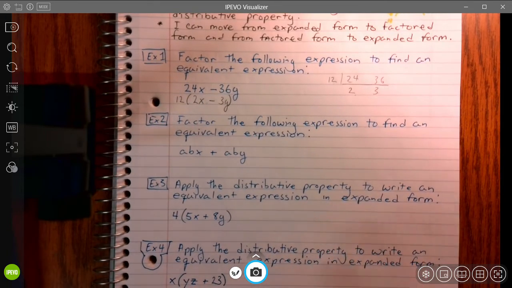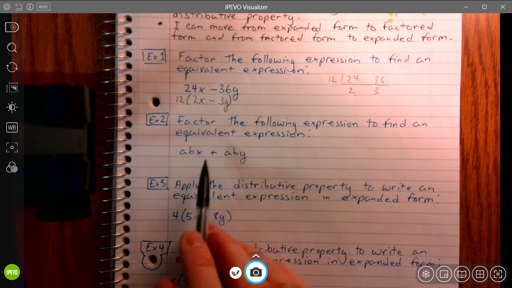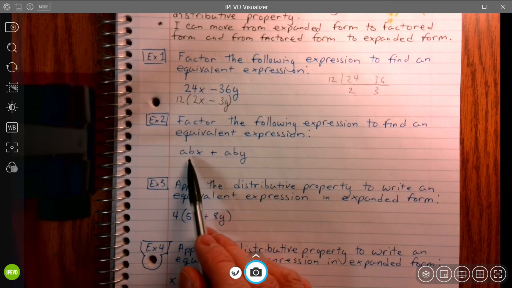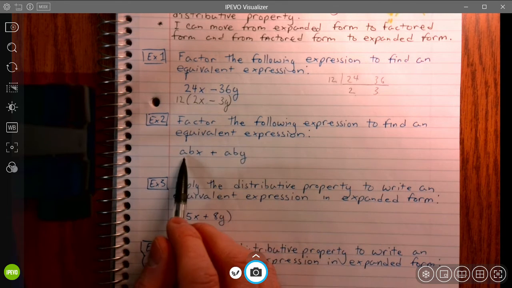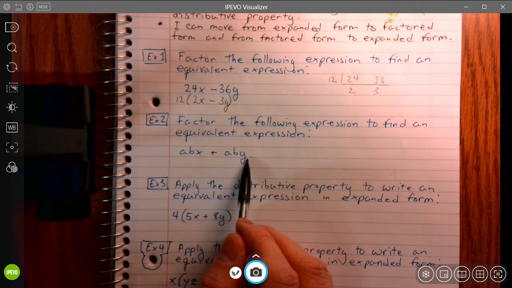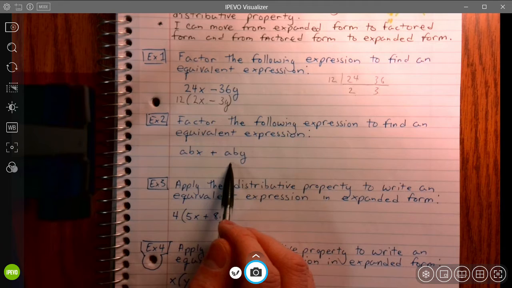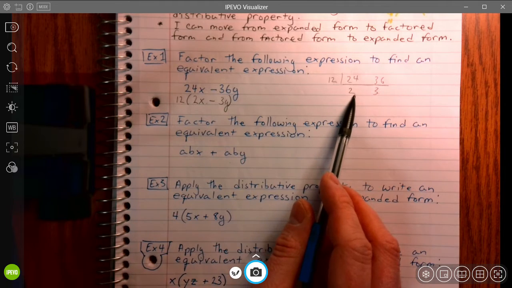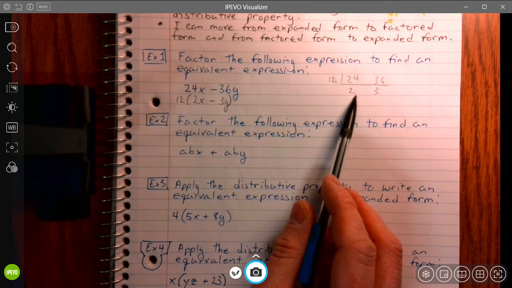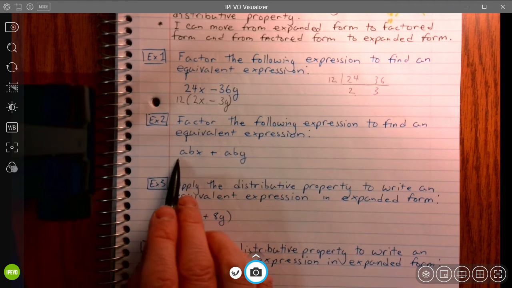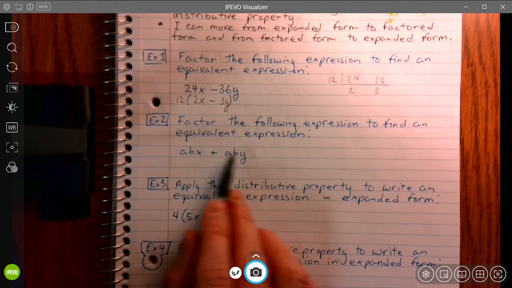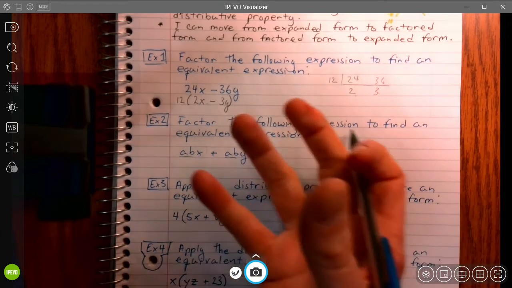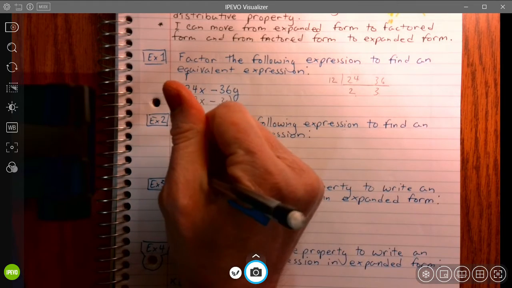All right, let's take a look at this one. Factor the following expression to find an equivalent expression. Okay, so again, I want to find the greatest common factor of ABX and ABY. So what do we notice are in common here? It'd be a little bit silly to use our recursive division algorithm. I suppose we could, but it would be kind of silly, right? So what I want to do here is I want to see, okay, what do these two terms have in common? Well, they both have an AB. So I can pull that AB out of my expression.